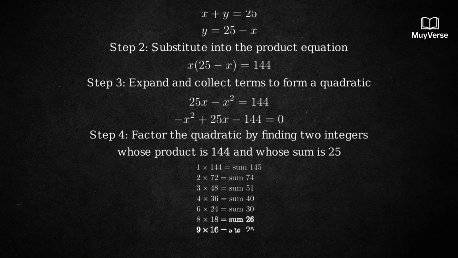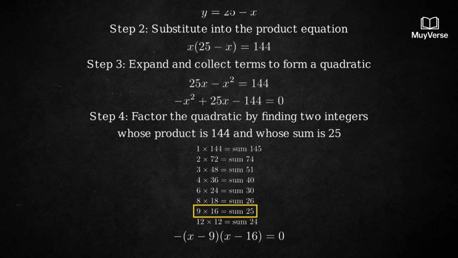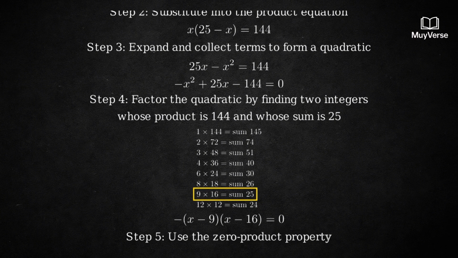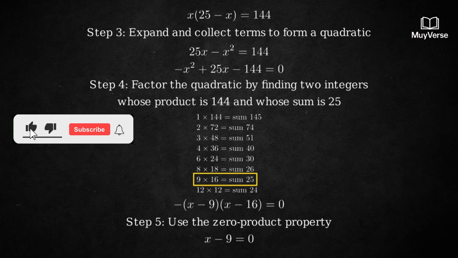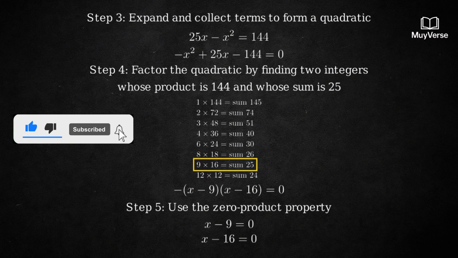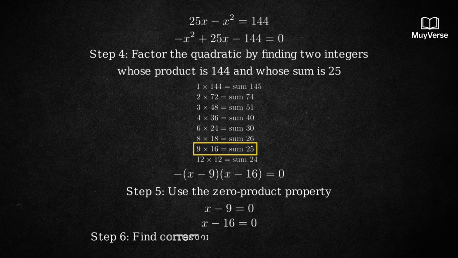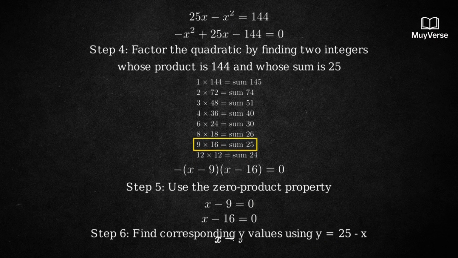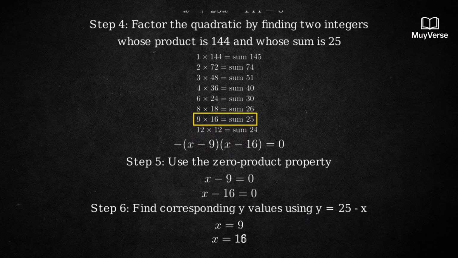Let's list the factor pairs of 144 and find their sums. Notice that 9 times 16 equals 144 and 9 plus 16 equals 25. This pair works. So the factors are negative 9 and negative 16. Step 5. Using the zero product property, we set each factor to 0. x minus 9 equals 0, or x minus 16 equals 0. Step 6. Solving these equations, we find x equals 9 or x equals 16.